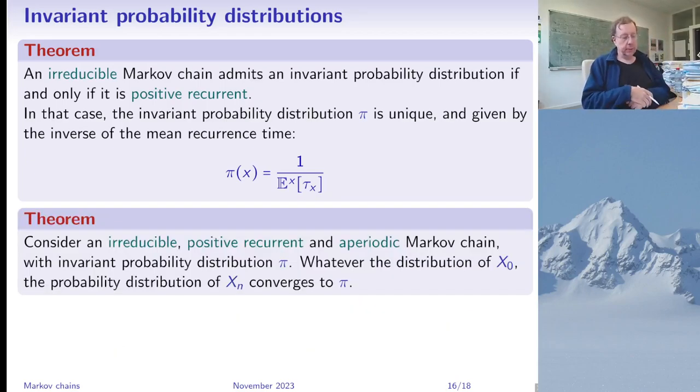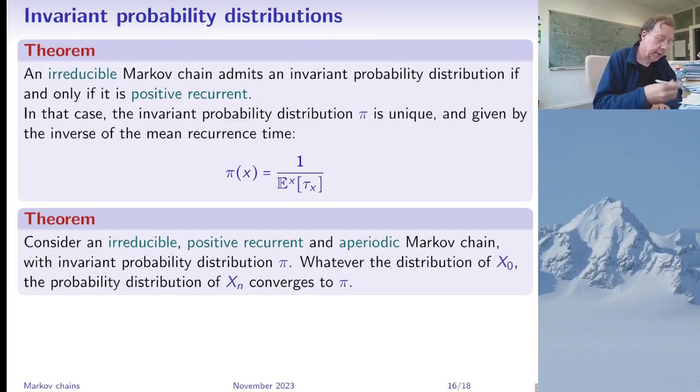Now, another important result is about convergence to this invariant probability distribution. The theorem says that if my Markov chain is irreducible, positive recurrent, and aperiodic, then, first of all, I know by the previous theorem that it has a unique invariant probability distribution pi, and whatever the initial distribution I start with, the probability distribution of xn is converging to this pi.